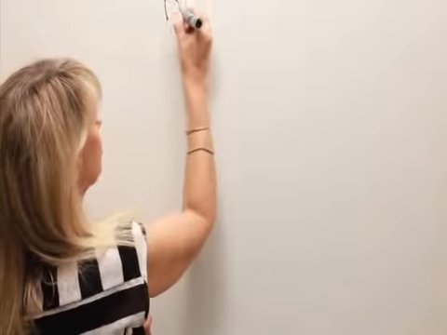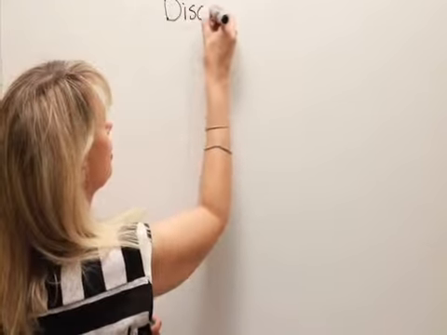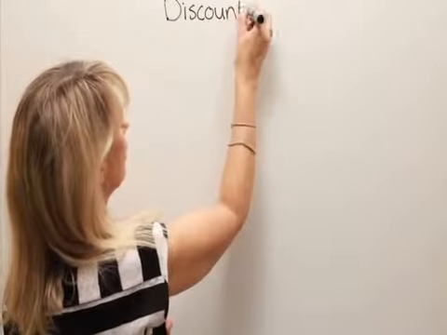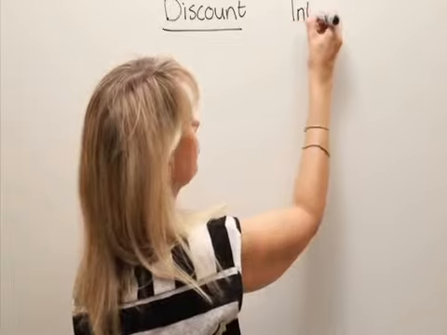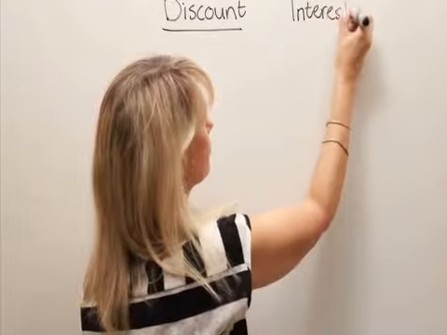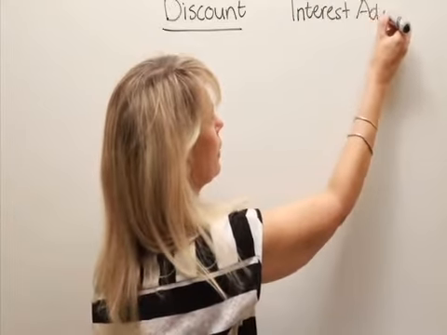Going to give you an overview concerning the different types of money market instruments that you are going to do calculations about. The first two that we want you to be able to distinguish between are discount instruments and interest add-on instruments.